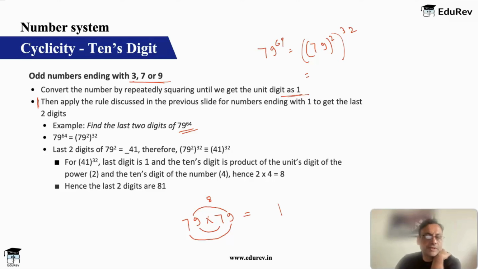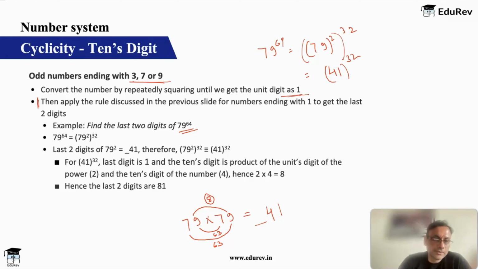So 7 into 9 is 63, that is the extreme. 9 into 7, the means, is also 63. 63 plus 63 is 126, and 126 plus 8, the carry from the previous one, is 134, so 4. And the remaining you don't have to bother about. So you basically get 41 raised to the power 32. Hope you have understood this.